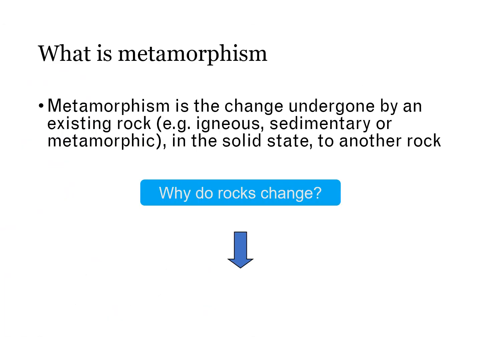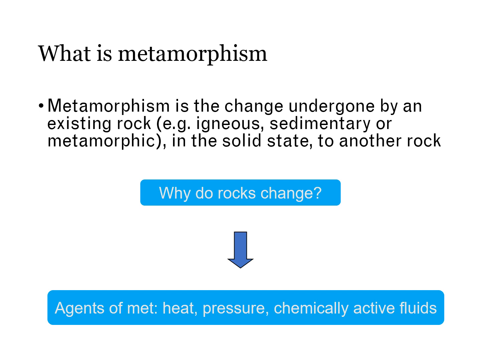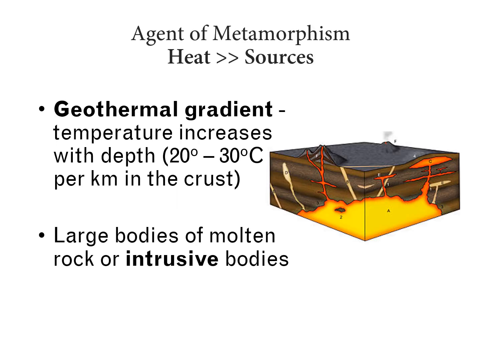What is metamorphism? Metamorphism is a change undergone by an existing rock or pre-existing rock, as I said, in the solid state and transforms into another rock. Why do these rocks change? It is because of the agents of metamorphism. These include heat, pressure, and chemically active fluids. What do these agents do to change these pre-existing rocks?